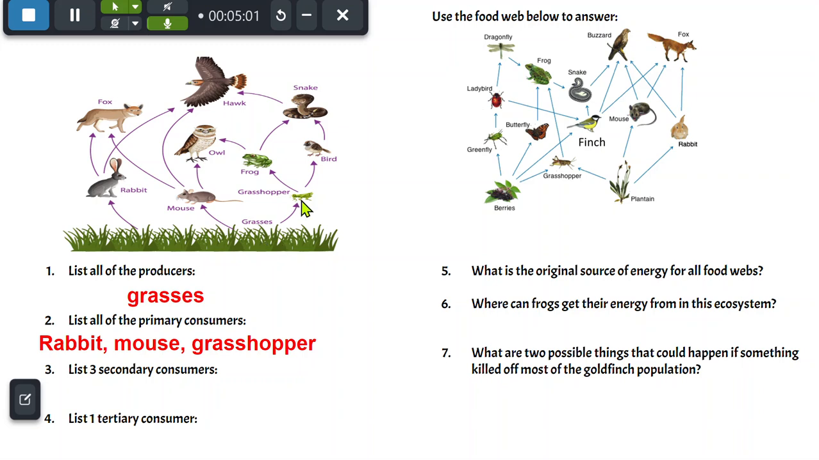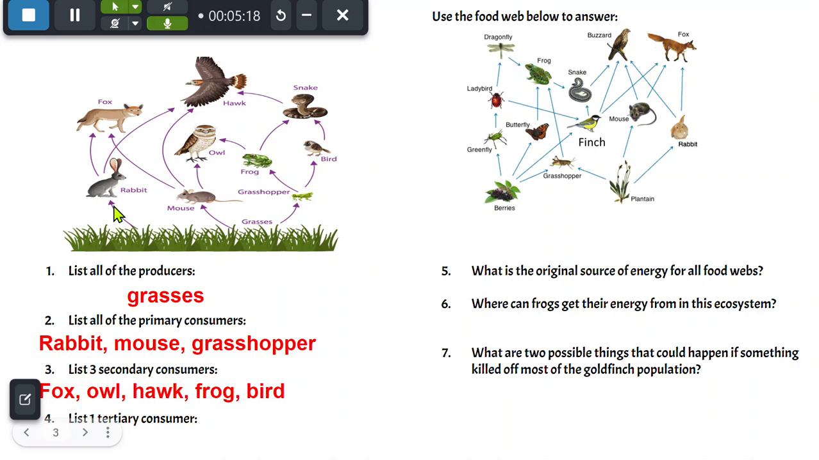Finally, I have a grasshopper that's eating grass. So he's a primary consumer, and anybody who eats a primary consumer is a secondary consumer. So frog is a secondary consumer, and bird is a secondary consumer. All right. Did I miss one?